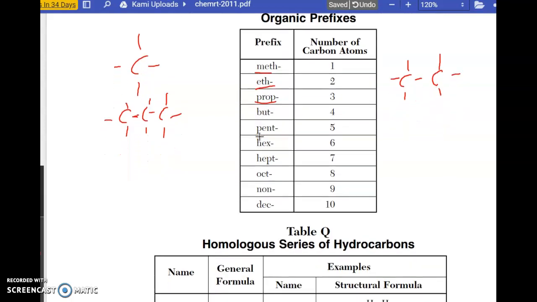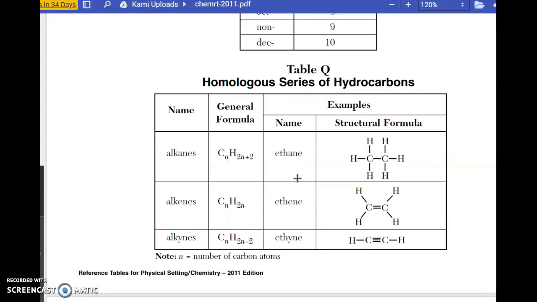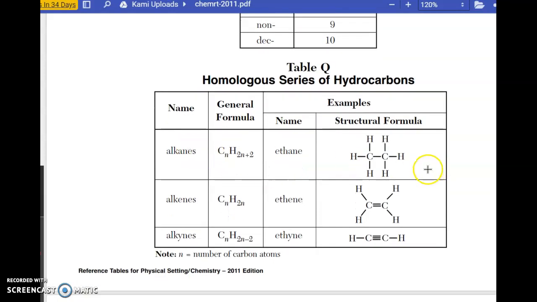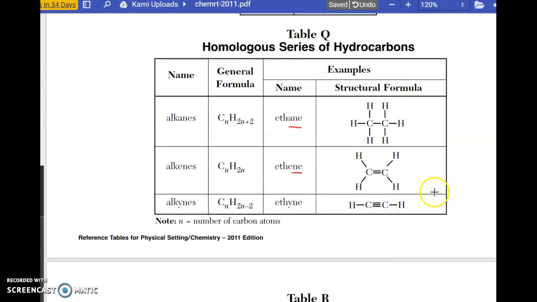To figure out what the name ends with, you need to look at table Q. I know it looks kind of complex, but it's really easy to read once you get the swing of it, and then you'll always get it. So, let's break it down. Basically, if you have only single bonds between the carbons, it's always going to end in ane. If you have double bonds between carbons, it's going to end in ene. And if you have triple bonds between the carbons, it's going to end in yne.